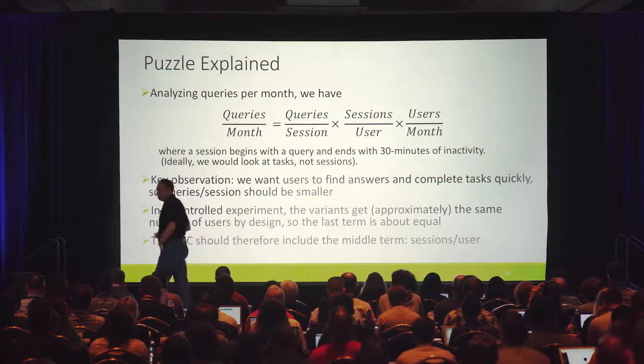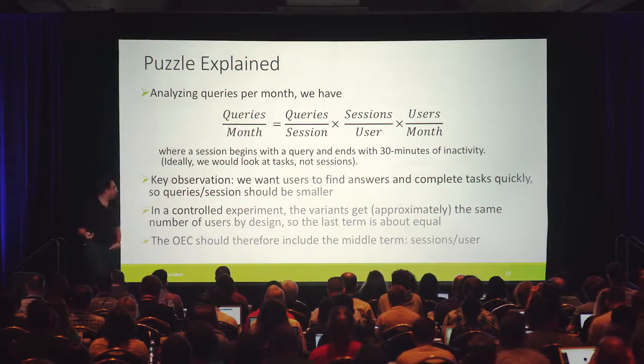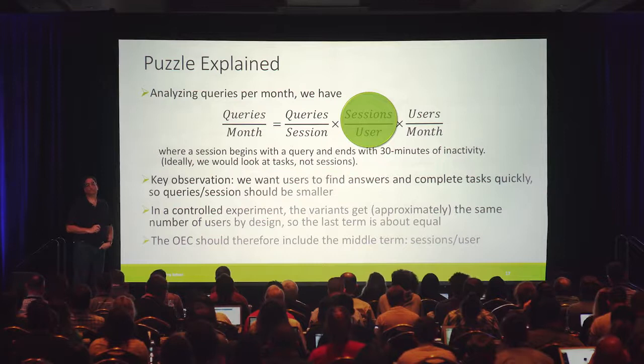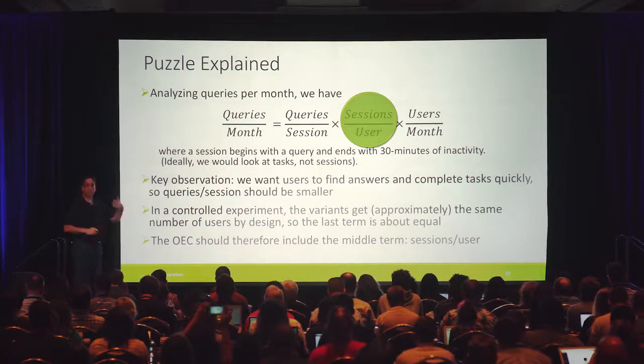Now, the last term is designed by the experiment, right? So what's left is this metric. This is the most important metric we optimize for, and probably the most important metric that many of you should optimize for. It says how many times users are coming back. Right?